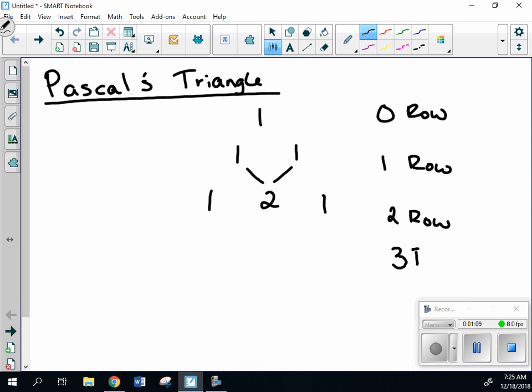So if I want the third row, I know it's 1 and 1 on the outside. Well, 1 and 2 here give me 3. And I'm going to list that twice. So notice each time I'm adding another number into each row. So even though it's the third row, there are 4 numbers.